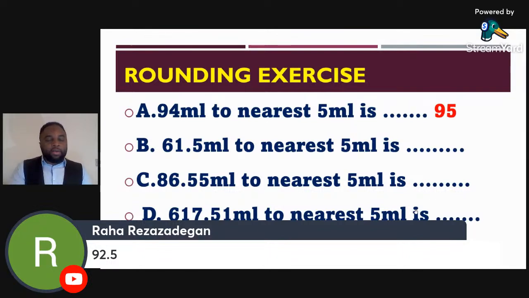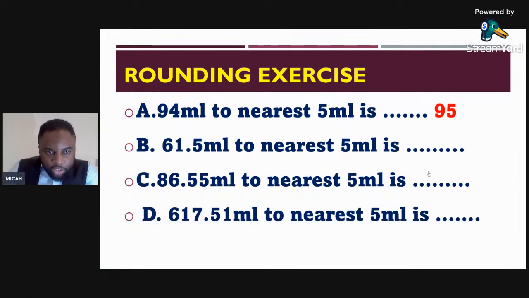Is your number under 92.5 or above 92.5? So if it's on 92.5 or more, you go up. If it's less than 92.5, you go down. Okay, let's try B, C, and D.